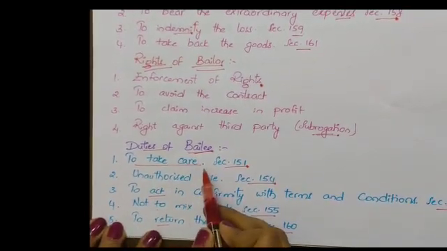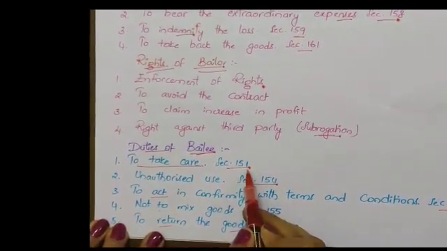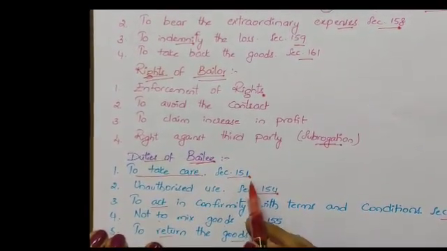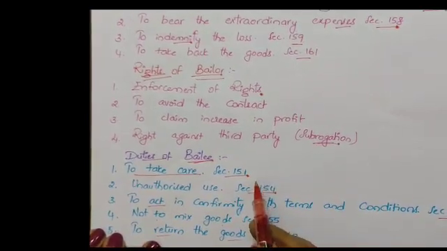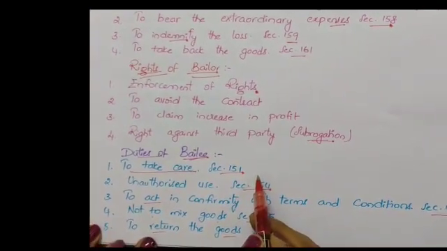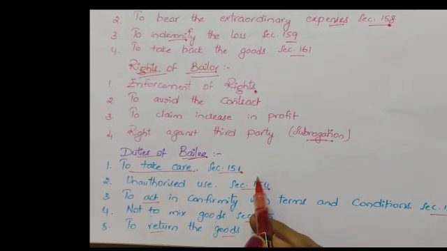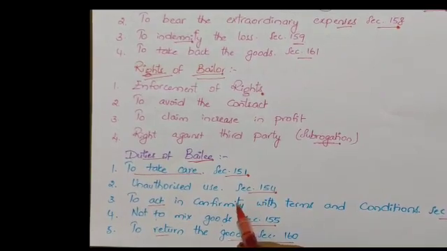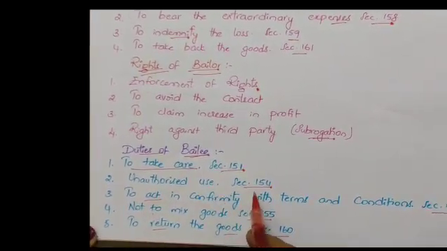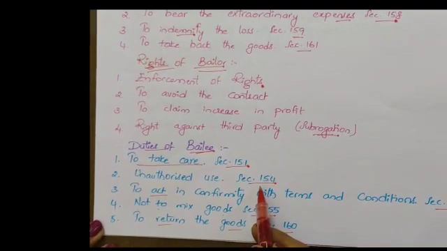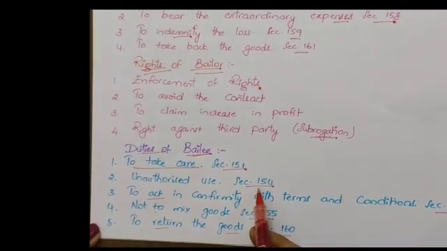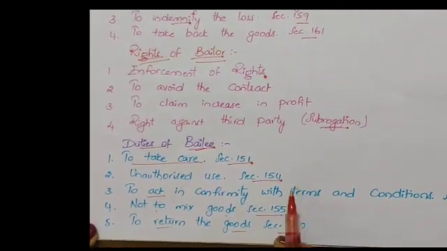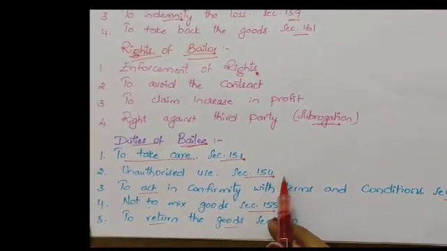Next, duties of bailee. To take care of the goods which are bailed under section 151. A duty on the bailee as a reasonable and prudent man to take much care of the goods which are bailed. The burden of proof that he had taken reasonable care and had not acted negligently lies on the bailee only. Next, unauthorized use under section 154. The bailee must not misuse or make unauthorized use of the goods which are bailed. If he does so, he is liable to pay compensation to the bailor.